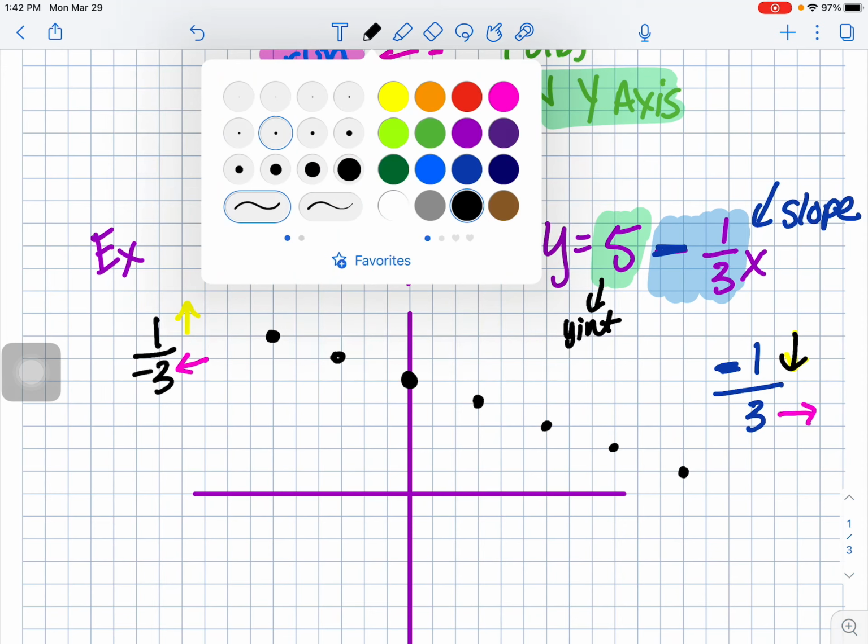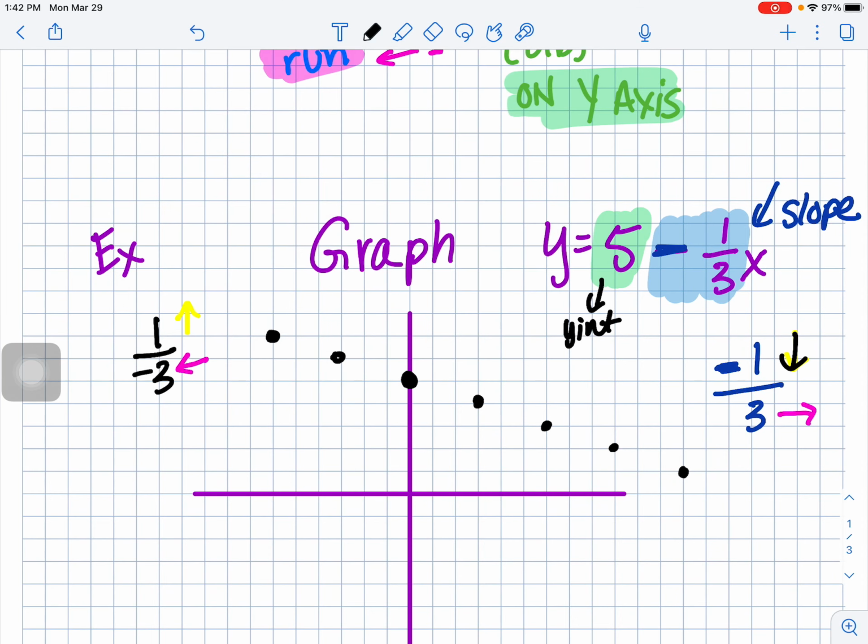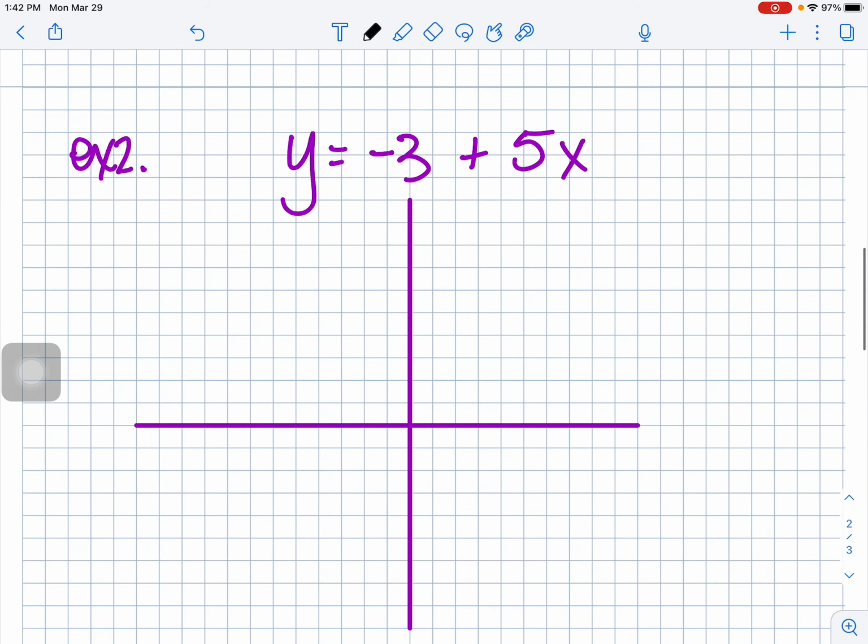If it's continuous, I could choose to connect it. If it's discrete, I could just leave it as those dots. I'm going to choose to connect. And that is the graph that matches this slope-intercept equation. All right, let's try another.